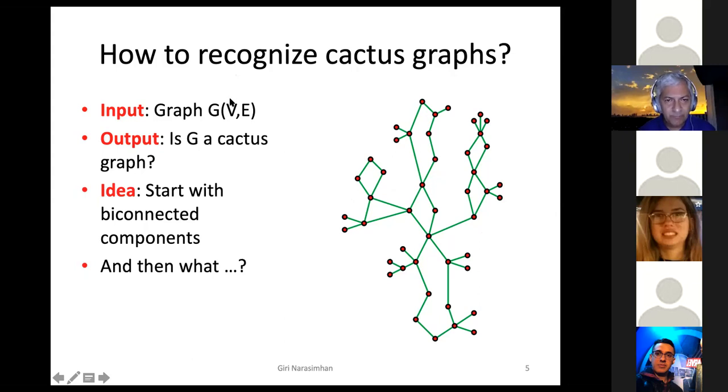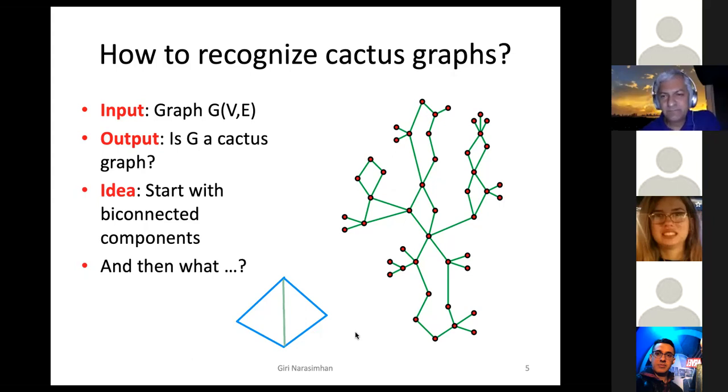Give me a second. So this here, is this a cactus graph? Yes, it is. A simple cycle is a cactus graph, right? Everyone okay with this? How about this one here? There you go. What about now? Is this still a cactus graph?